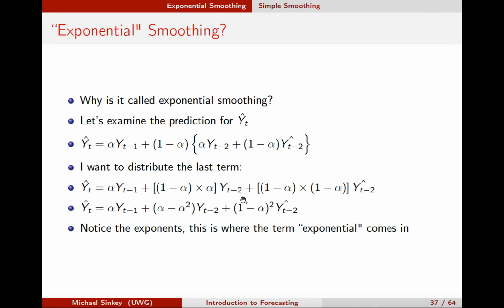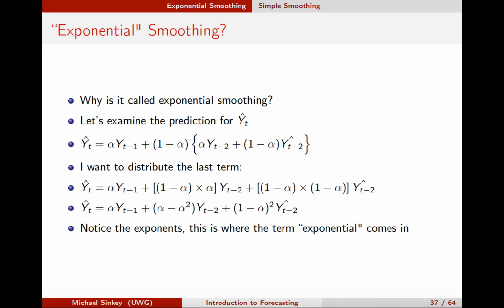That's exponential. This is where the exponential smoothing comes in. This is why it's called exponential smoothing. Note, if I were to plug in for YT minus 2 hat, I would have YT minus 3, and I would just keep feeding exponents into this model.